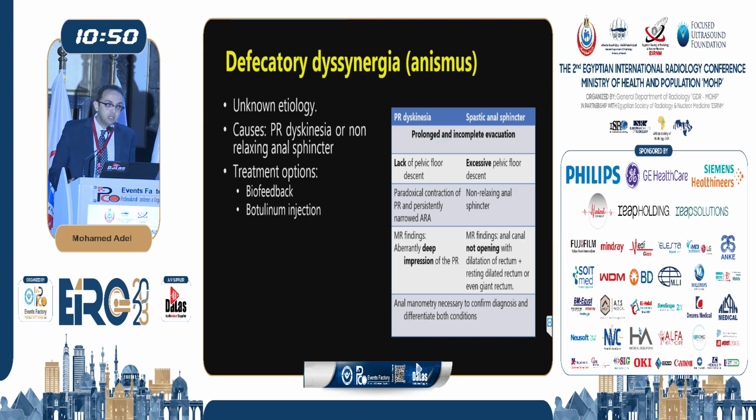Moving to the functional disorders, which is the defecatory dyssynergia or anismus. Generally, there is an unknown etiology. We are not sure exactly why this happens, but mostly on imaging we see that either the problem is within the puborectalis muscle, which normally would relax when the patient strains, or there is also the anal canal. Normally, it relaxes when the patient strains.